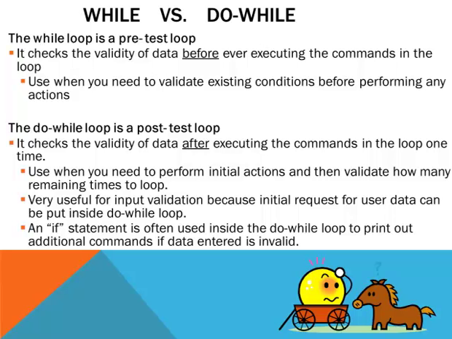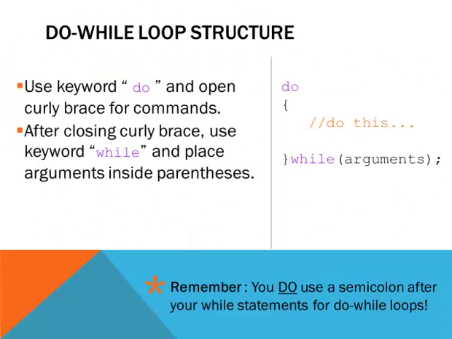Very useful for input validation because initial requests for user data can be put inside the do while loop. An if statement is often used inside the do while loop to print out additional commands if data entered is invalid. The do while loop structure uses the keyword do and opens curly braces for commands. After closing the curly brace, use keyword while and place arguments inside the parentheses. You do need a semicolon after your while statements for do-while loops.